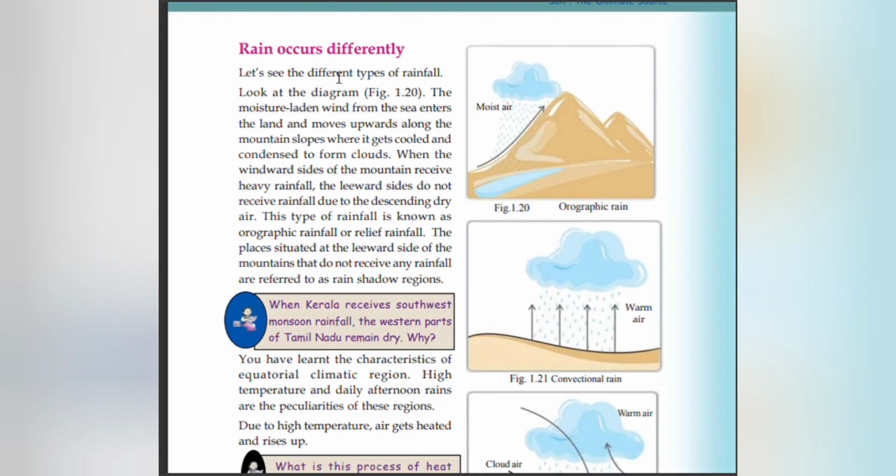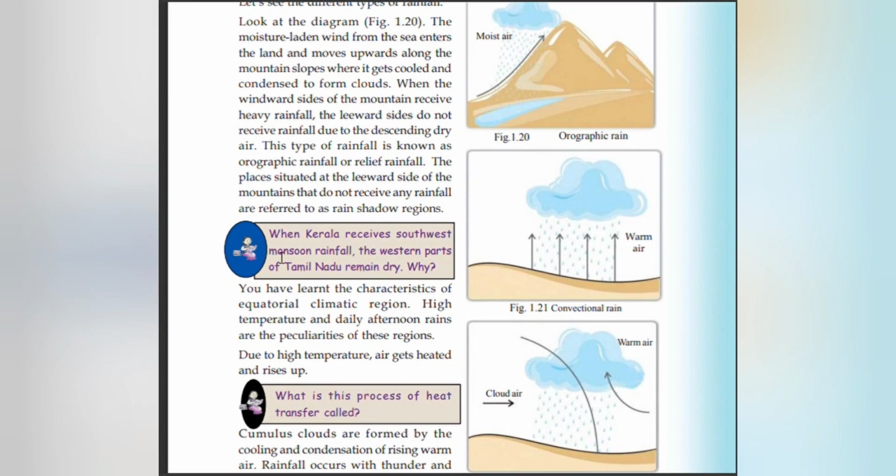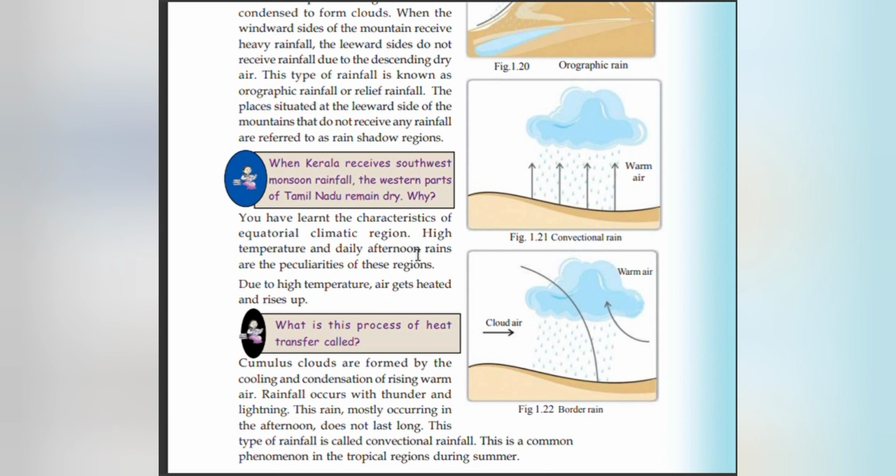Rain occurs differently. Let's see the different types of rainfall. Look at the diagram. The moisture-laden wind from the sea enters the land and moves upward along the mountain slopes, where it gets cooled and condensed to form clouds. When the windward sides of the mountain receive heavy rainfall, the leeward sides do not receive rainfall due to the descending dry air. This type of rainfall is known as orographic rainfall or relief rainfall. The places situated on the leeward side of the mountains that do not receive any rainfall are referred to as the rain shadow regions.